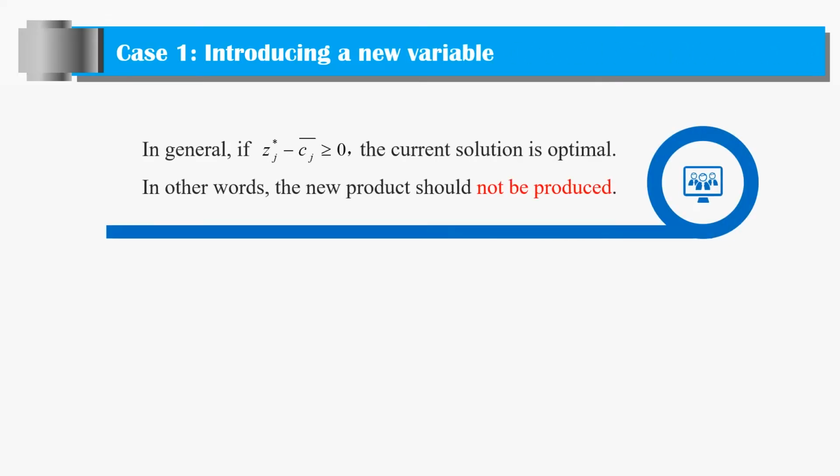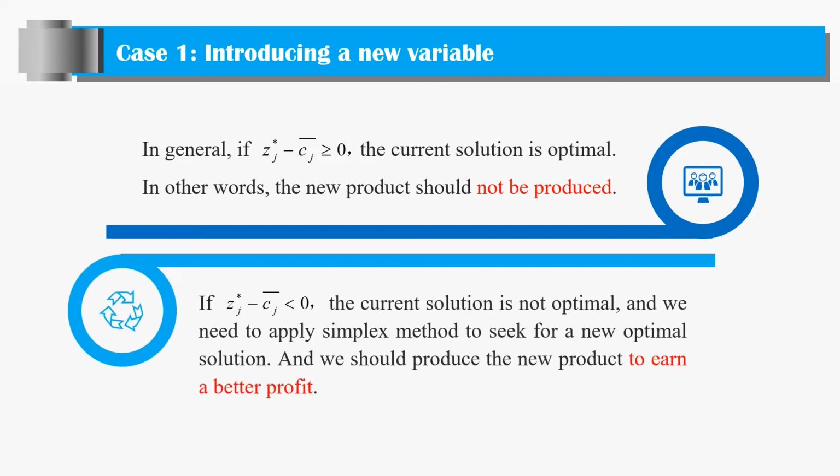So in general, if we have Cj star minus Cj bar bigger than or equal to 0, the current solution is optimal. In other words, the new product should not be produced. On the other hand, if this value is less than 0, then the current solution is not optimal, and we need to apply the simplex method to seek a new optimal solution. And we should produce this new product to earn a better profit, because a coefficient of the objective function less than 0 means improving the value of that variable will improve the value of our objective function.